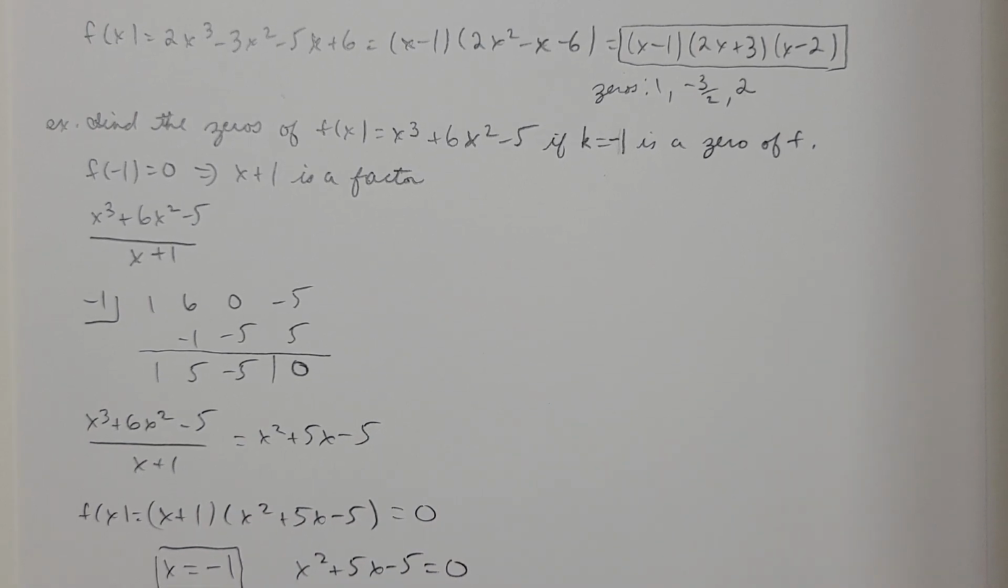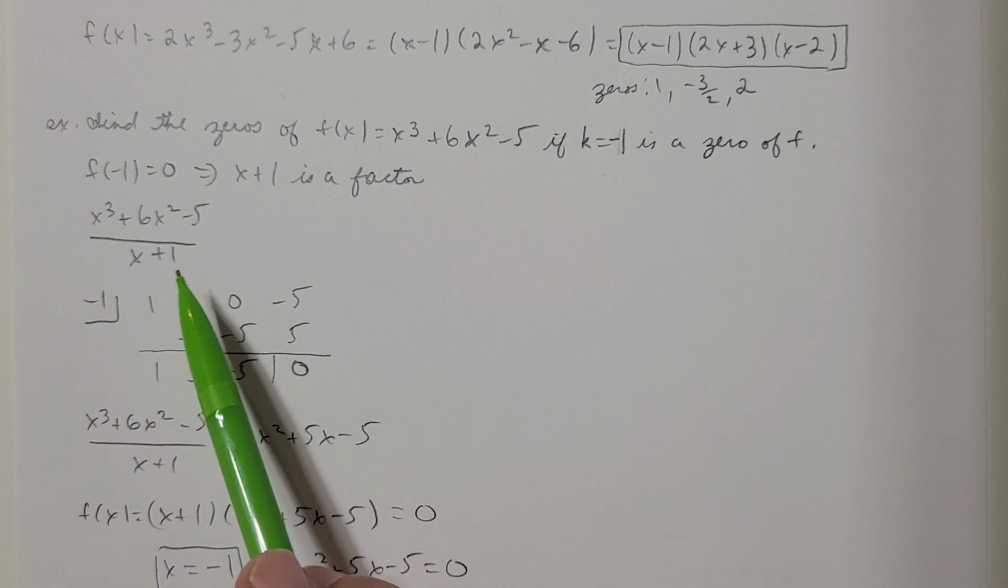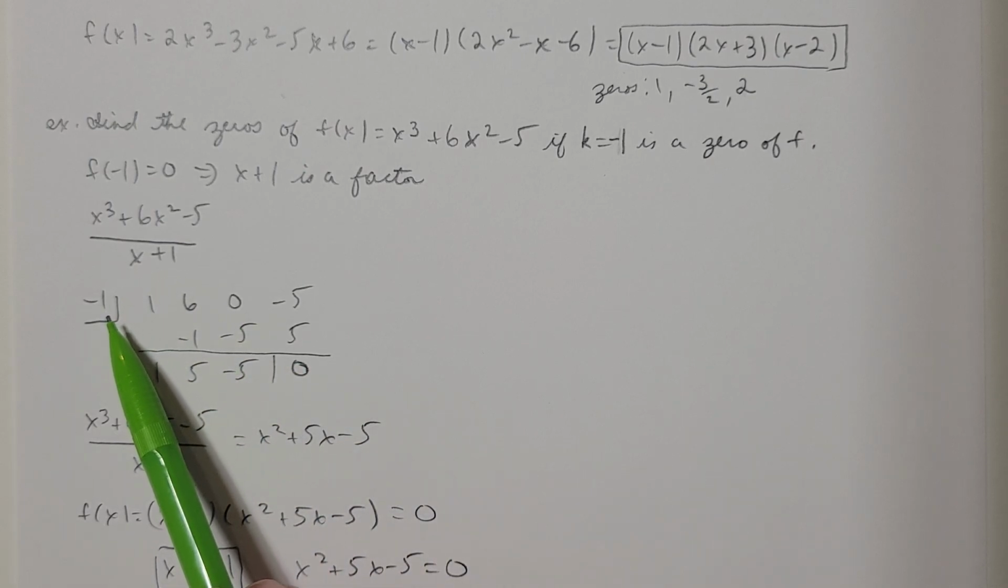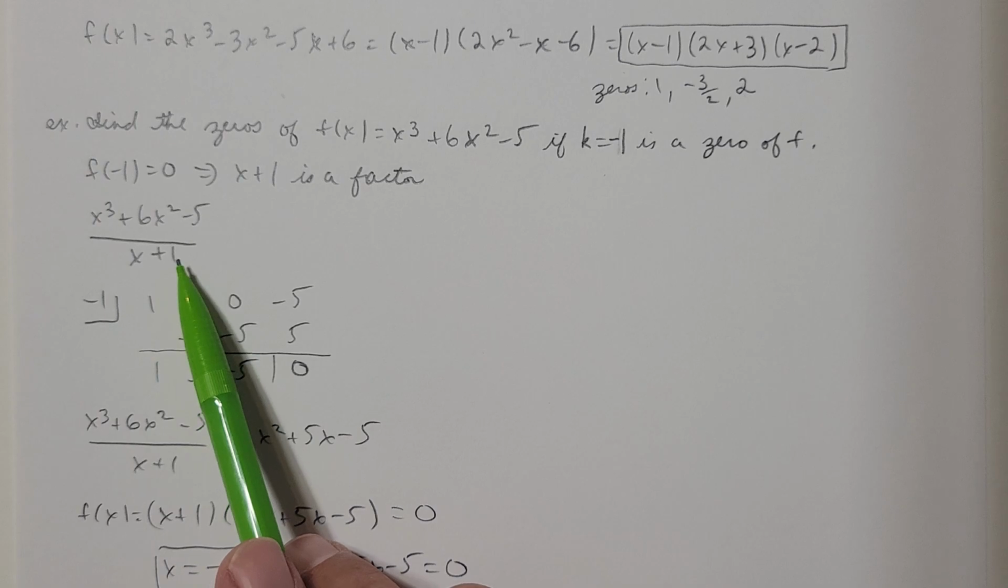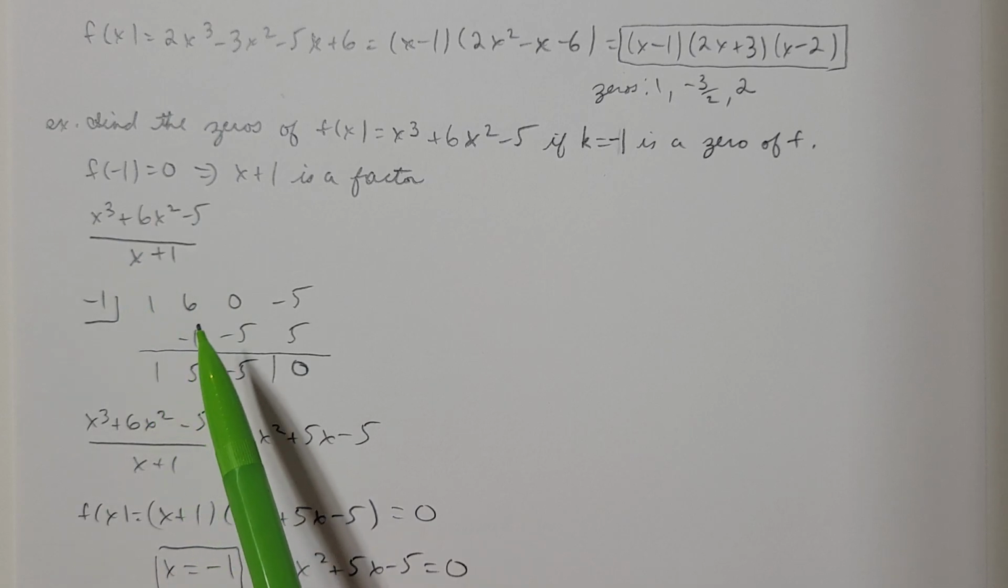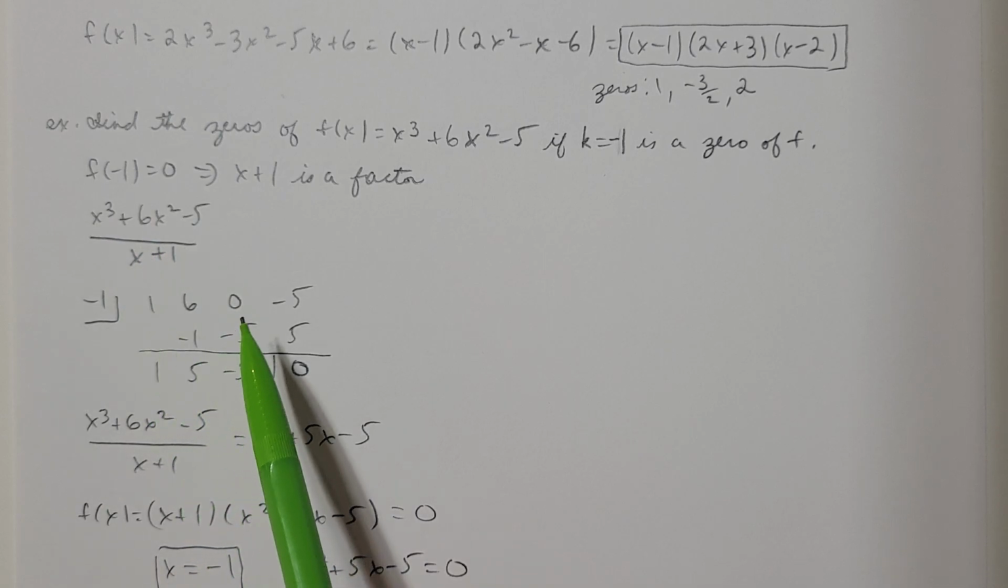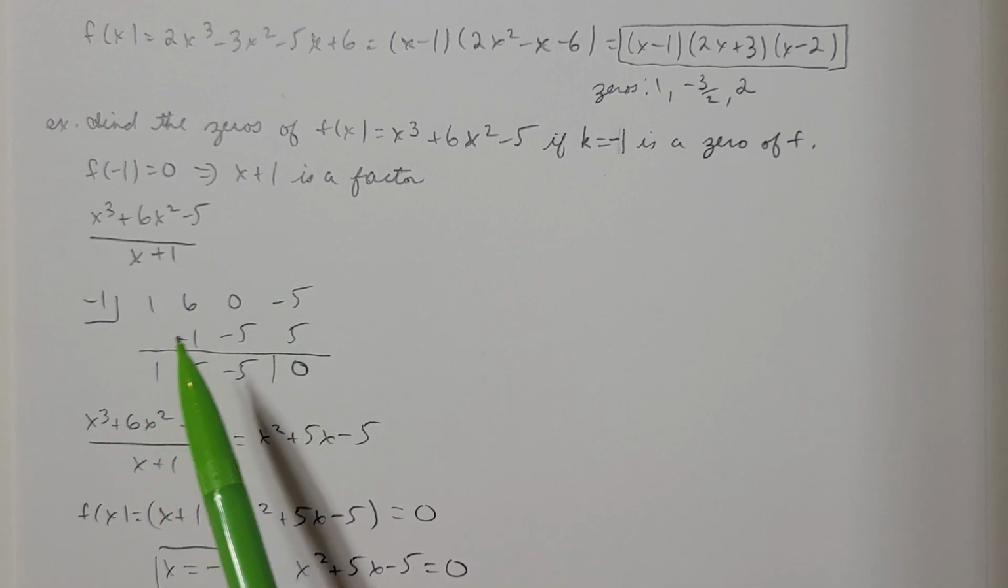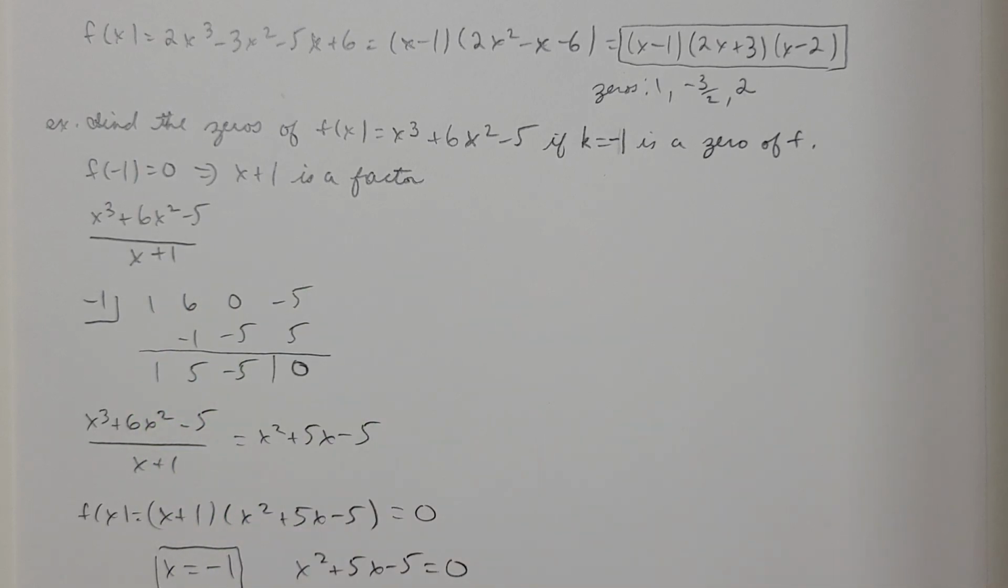Okay. Well, let's see. -1 is the 0 of the denominator, because -1 creates 0 in the denominator. And then the top row, let's see, I got a 1 in front of x cubed, a 6 in front of x squared, a 0 in front of x, and then a -5 at the end. Again, don't ever skip terms.